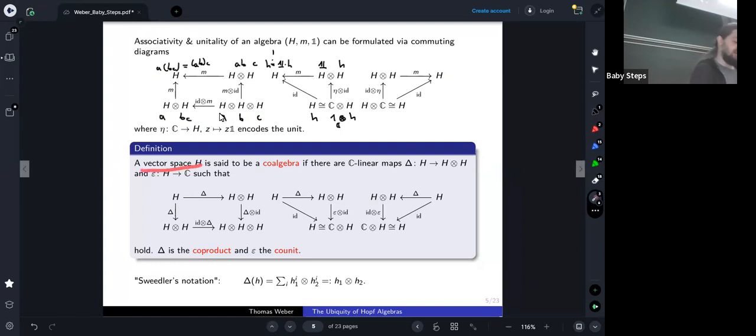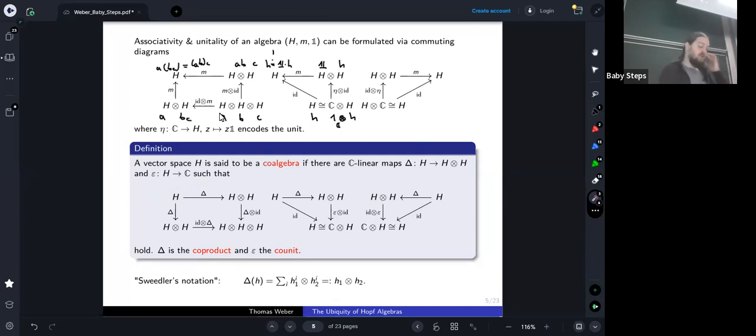So a vector space H is a co-algebra if I find C-linear maps delta from H into H tensor H and epsilon from H into C, such that those diagrams commute. And you can see it's really just the arrows in the opposite direction. In this case, I call delta the co-product and epsilon the co-unit. So you can think of a product taking 2 things, giving you 1, and a co-product takes 1 thing, gives you 2. Very easy.